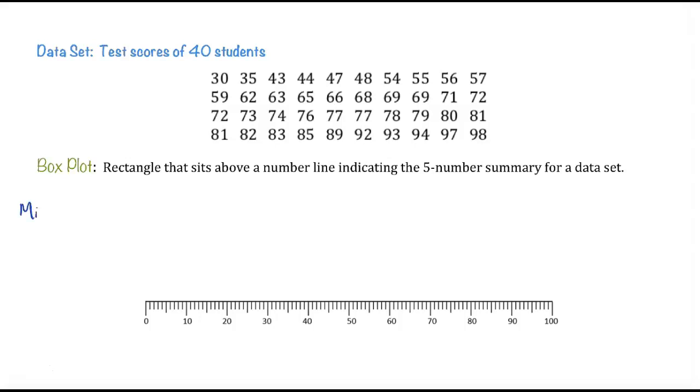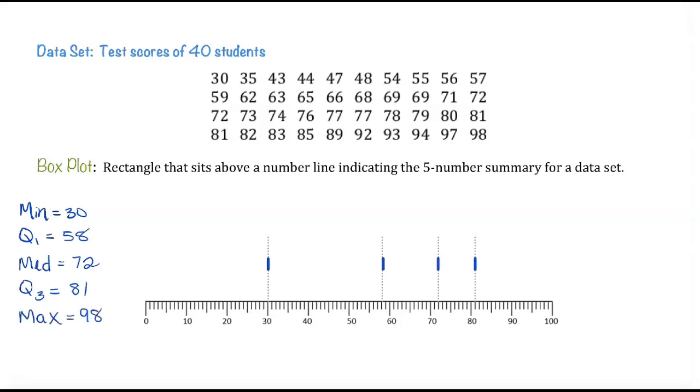We start with the minimum value, which we found to be 30. So we'll make a mark directly above the 30 on our number line. Next, we have Q1, which we found to be 58. So we'll make a mark directly above the 58. Third, we have our second quartile, or median, which we found to be 72. So we'll place a mark directly above the 72 on the number line. Fourth, we have our third quartile, or Q3, which we found to be equal to 81. So we'll place a mark directly above the 81. And last, we have our maximum value of 98. So we place our final marker directly above the 98.